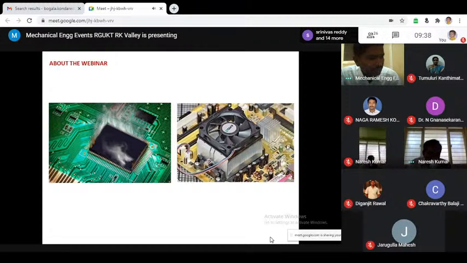This webinar aims to discuss the recent advancements in the research and development of thermal management in electronic equipment. From this webinar, the participants will learn the importance of thermal management in various applications of electronic equipment and also the numerical and experimental methods to solve the problems related to thermal management.